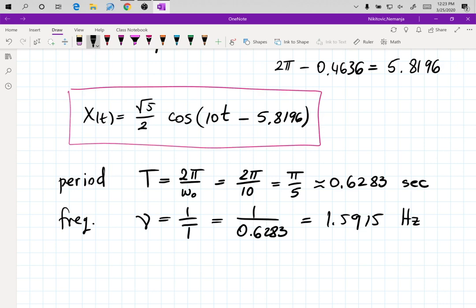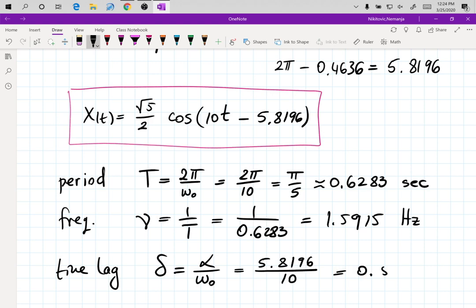And finally, we can compute the time lag, which is known as delta, which was alpha over omega 0. Our alpha was 5.8196 divided by omega 0, which was 10, 0.582, whatever. And that's it. We got it all.